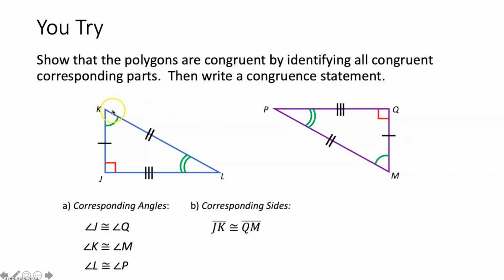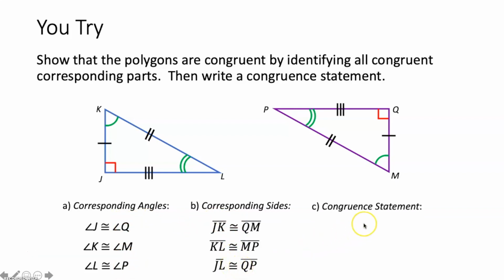In this triangle, segment KL or LK has two tick marks, therefore it must be congruent to segment PM or MP over here because that also has two tick marks. Segment JL or LJ over here has three tick marks, therefore it must be congruent to segment PQ or QP, which has three tick marks. So we have now stated that all corresponding angles are congruent and all corresponding sides are congruent.